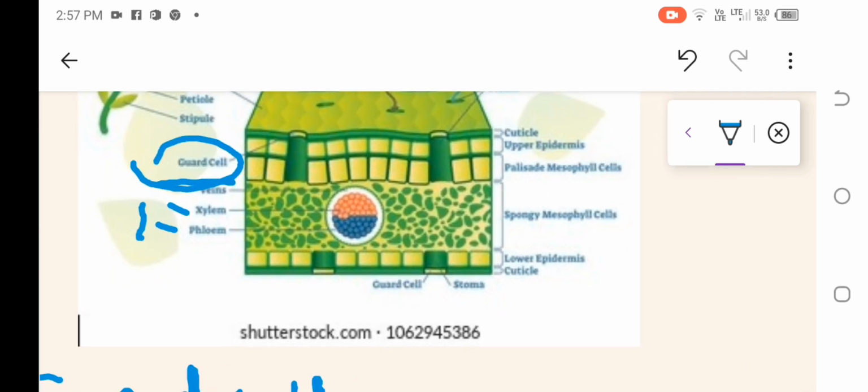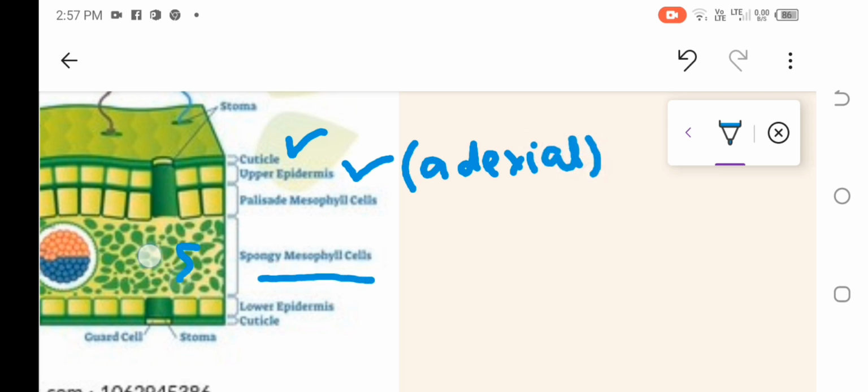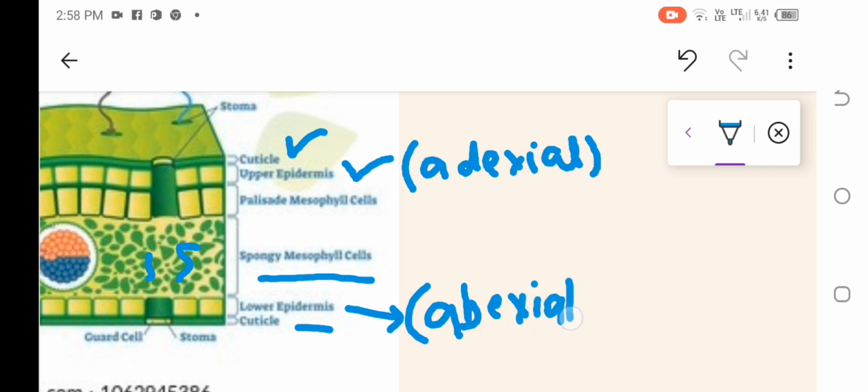Now here you can see the cuticle and the upper epidermis. The upper epidermis is known as the adaxial epidermis, and these are spongy mesophyll cells, and this is the lower epidermis. The lower epidermis is known as the abaxial epidermis. So these are the other names of the lower epidermis and upper epidermis. You must note it down.